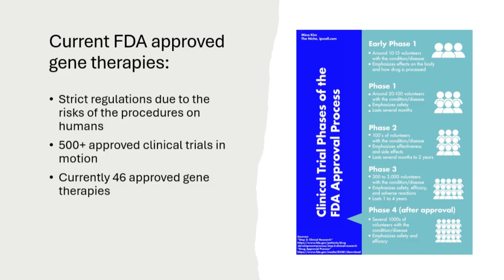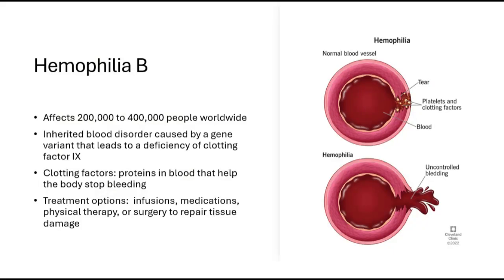So let's dive into some examples of gene therapy. I decided to focus on gene therapy for blood disorders, since blood disorders are relatively common, but they are not often discussed. The first disorder is called Hemophilia B, which is an inherited blood disorder caused by a gene variant that leads to a deficiency of the clotting factor number 9. This gene deficiency leads to prolonged bleeding or internal bleeding into joints, muscles, or organs, as the clotting factor is part of how the blood coagulates.